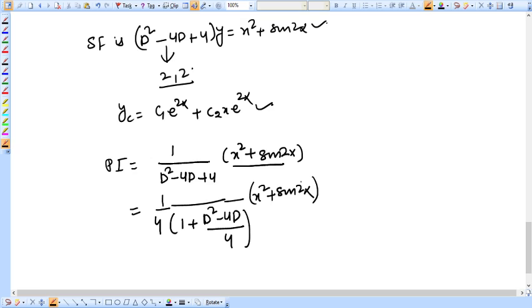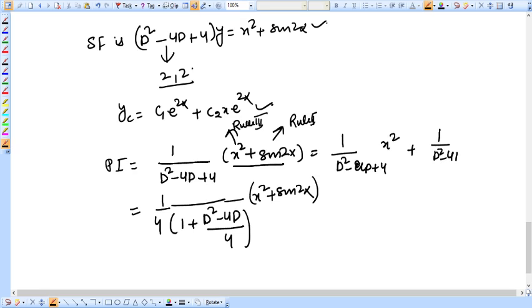Oh sorry, firstly you separate these two things, because this would be solved with the help of rule 3 and this with the help of rule 2. So you write this in this form: 1 over 4 times 1 plus d square minus 4d over 4, x square, plus 1 over d square minus 4d plus 4, sine 2x.